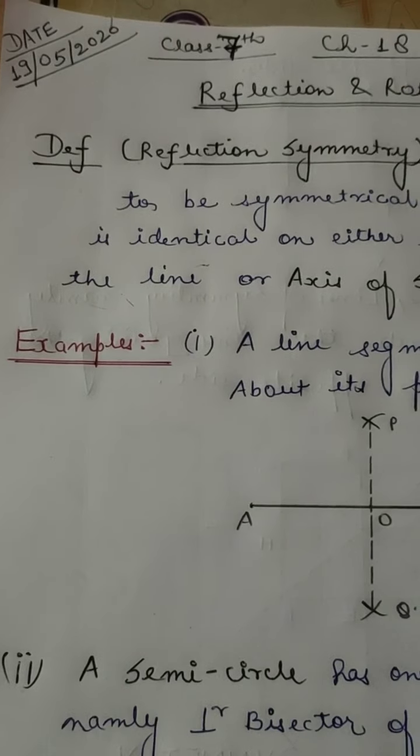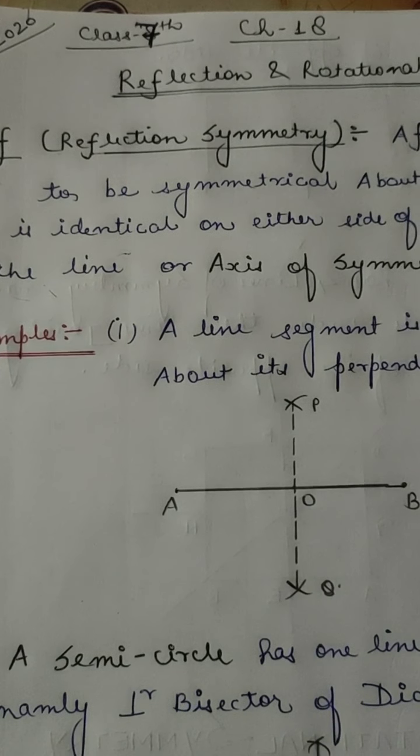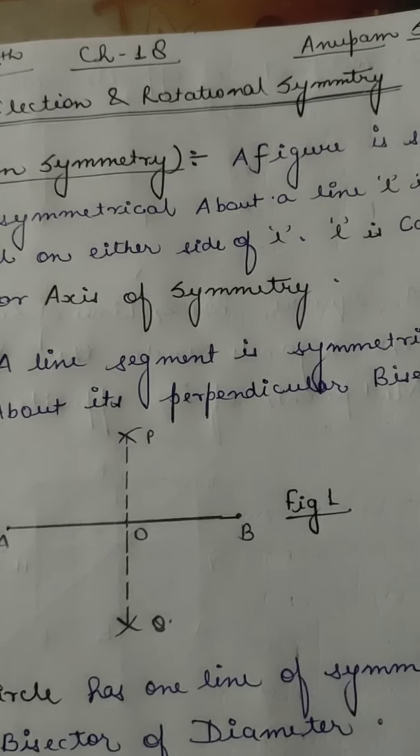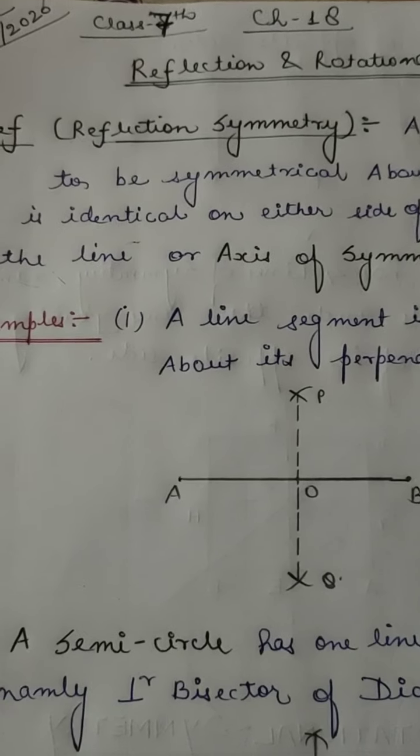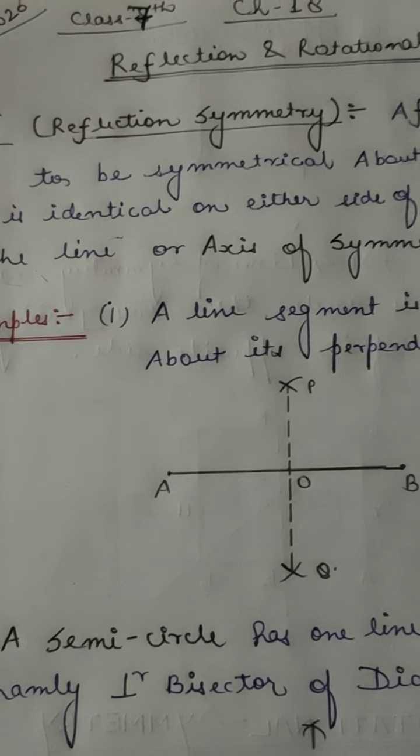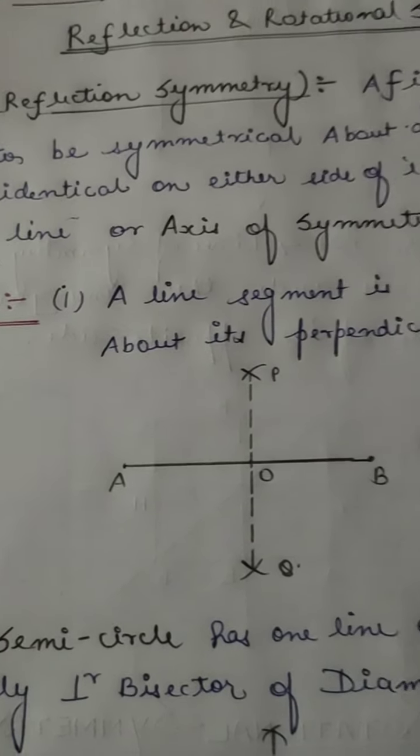So, starting with the reflection symmetry. What do you mean by reflection? Reflection means mirror image of one thing. A figure is said to be symmetrical about a line L if it is identical on either side of L. L is called as axis of symmetry.